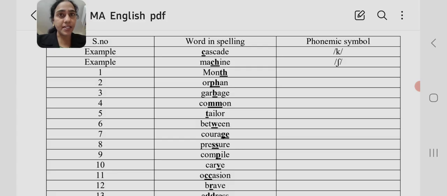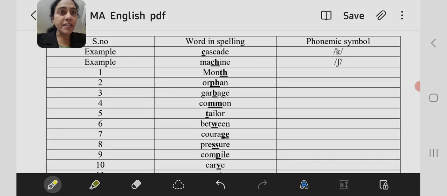Look into the second word, machine. We have to say it as machine. I already mentioned to you yesterday, please follow the pronunciations very carefully. And this symbol, a kind of a stretched S, is the sound for ch or sh. Look at the third one. How can you write month?